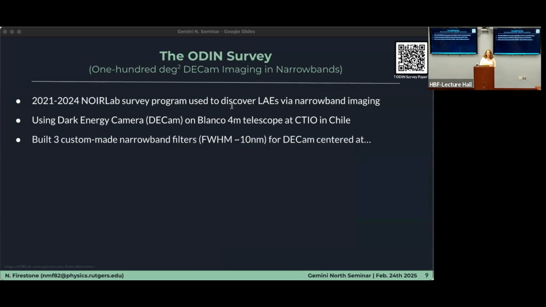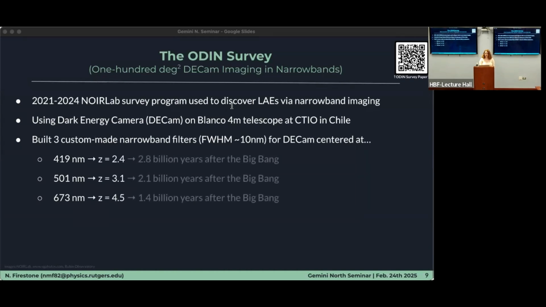And for the Dark Energy Camera, we built 3 custom-made narrowband filters with a really small full width half max of about 10 nanometers. And these filters are centered at these 3 wavelengths, which correspond to redshifts 2.4, 3.1, and 4.5. And these redshifts correspond to these time periods, which are equally spaced, and all exist during cosmic noon, where galaxies start to really form into complicated structures. And this is key for some of the other science goals we have for ODIN, like identifying protoclusters.